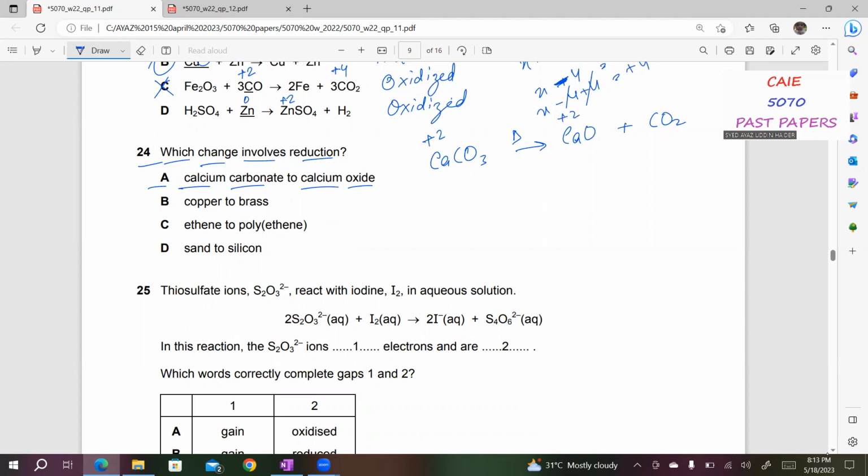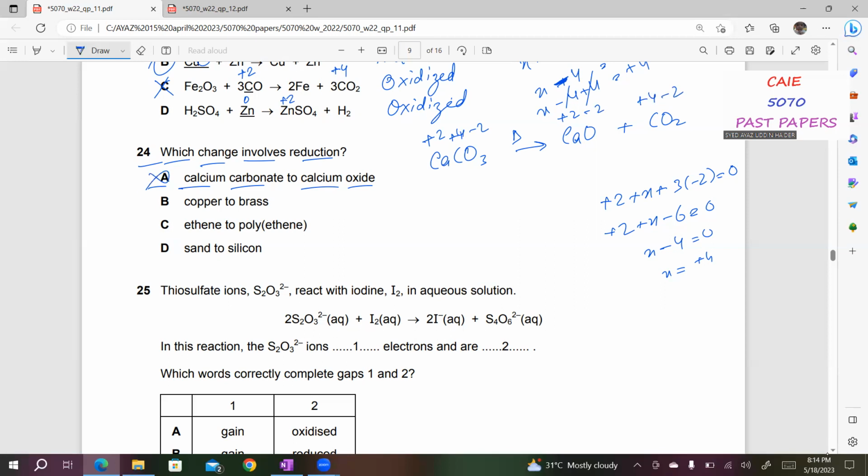If you want to calculate the charge on carbon, what will you do? We have plus 2 for calcium, plus X for carbon. There are 3 atoms of oxygen, 3 multiplied by minus 2. This is the charge on oxygen. You will get plus 2 plus X minus 6 equal to 0, so X equals plus 4. The charge on carbon is plus 4. What about the product side? Oxygen minus 2, carbon again plus 4, and oxygen minus 2. So this is wrong.